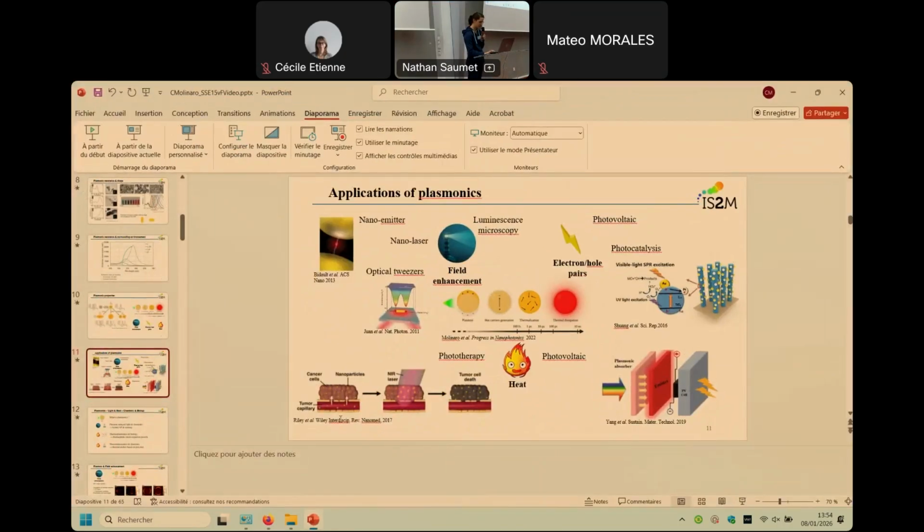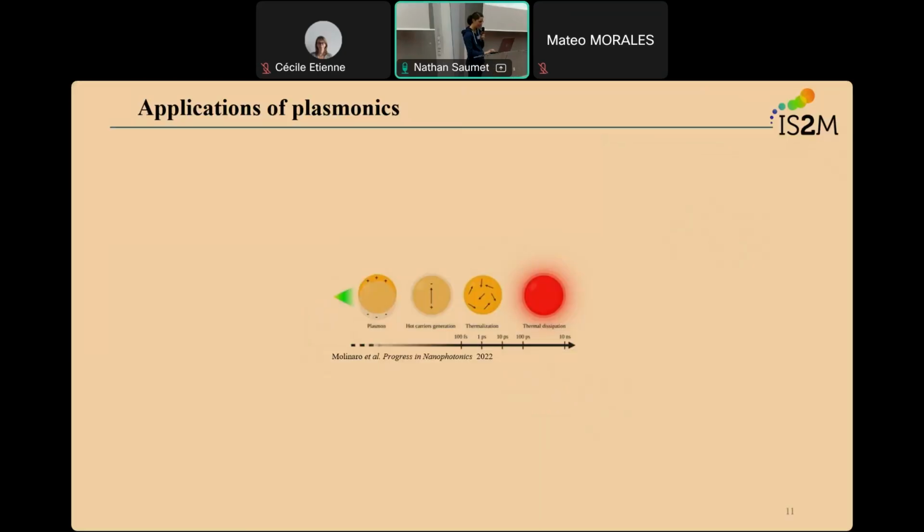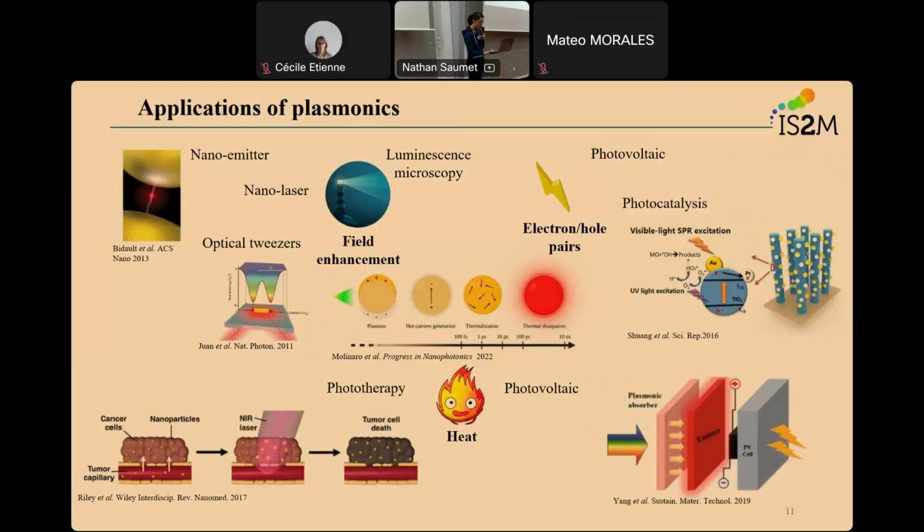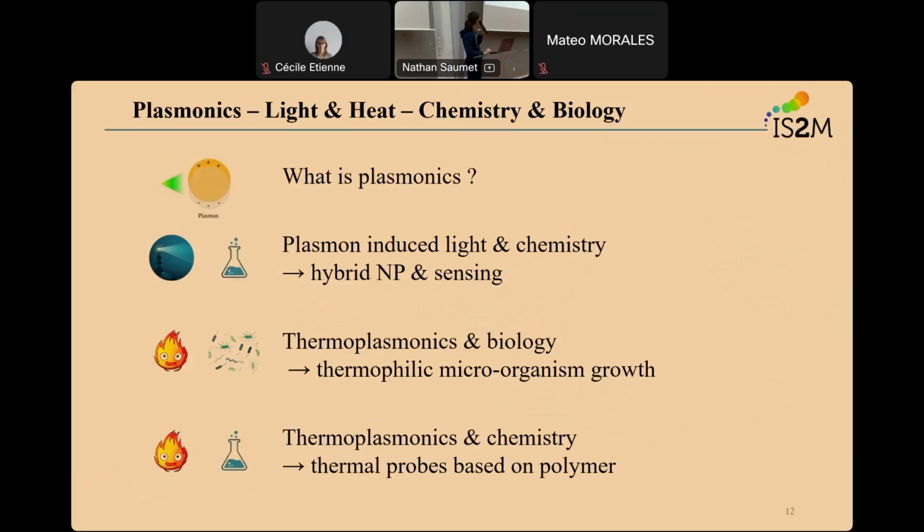So let's go back to the presentation. So now you know all about plasmonics. Let's try to observe what we can do when we make chemistry interact with light induced by plasmons.